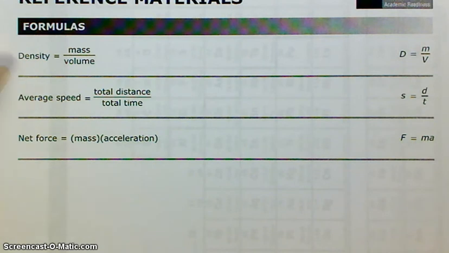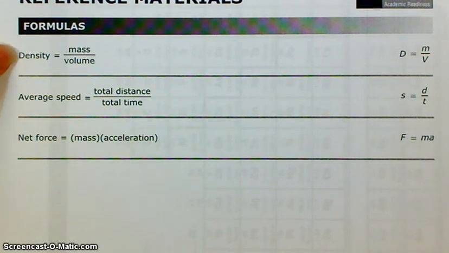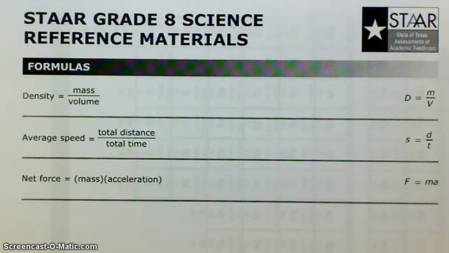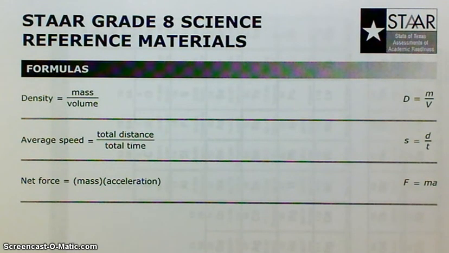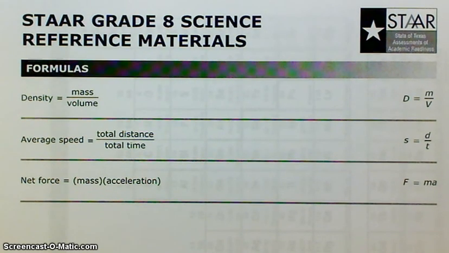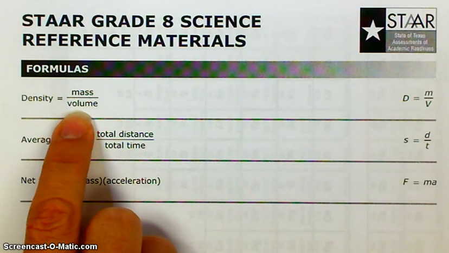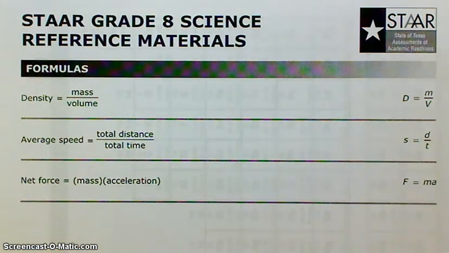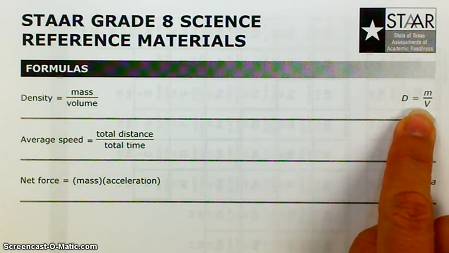First of all, I want you to be familiar with the fact that on the reference chart that is given to you to use on the STAAR test, you are given the formula for density. Density is equal to mass divided by volume. It's over here just in abbreviations.